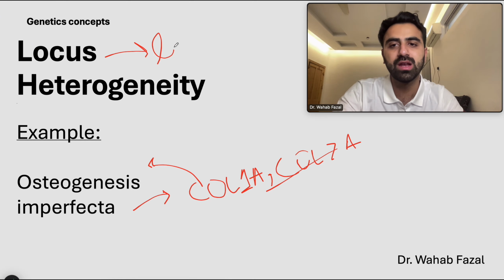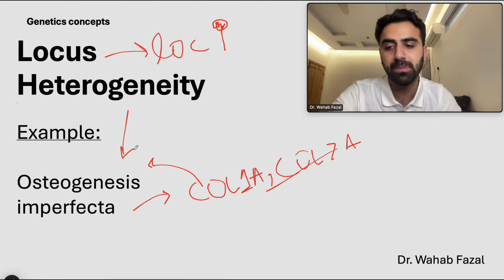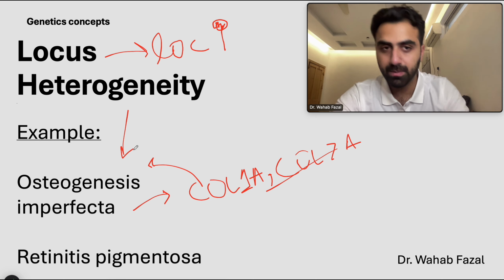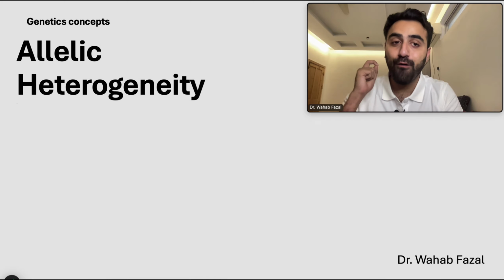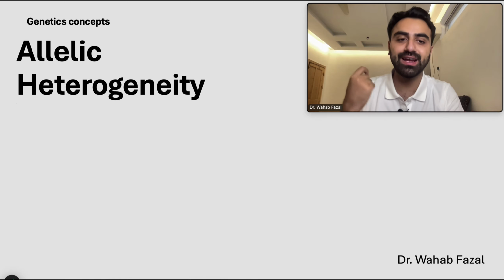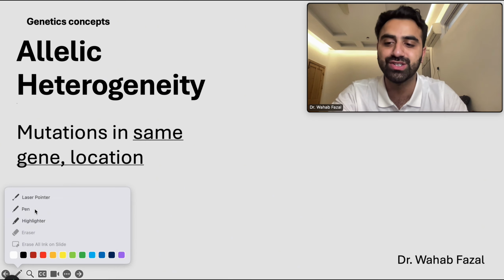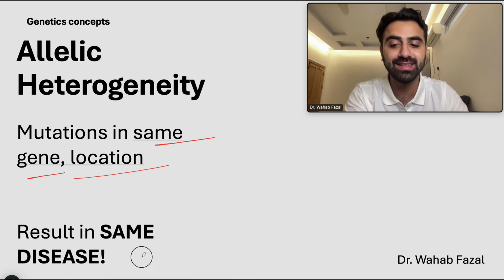Locus, from locus you can remember the fact that this is talking about location. So mutations in different locations can still cause the same disease. An example of that is osteogenesis imperfecta, retinitis pigmentosa. Mutations in different locations causing the same disease. Then we have the concept of allelic heterogeneity. And how allelic heterogeneity differs from locus heterogeneity is that it's mutation in the same gene, in the same location. Mutation in the same gene or same location results in the same disease.